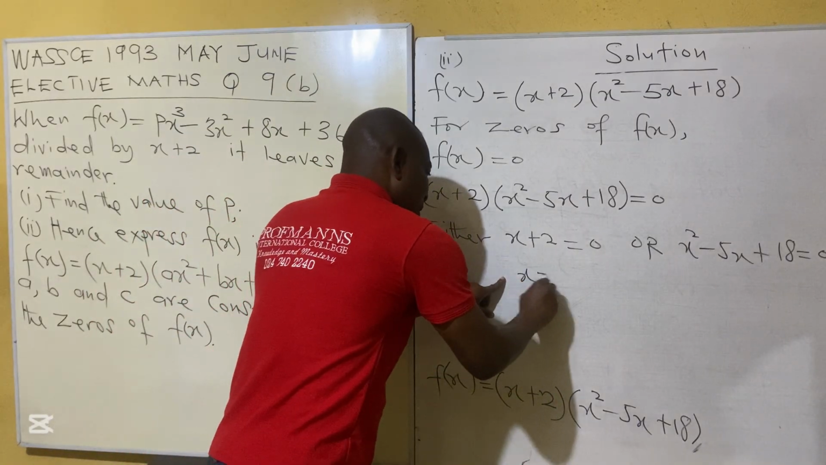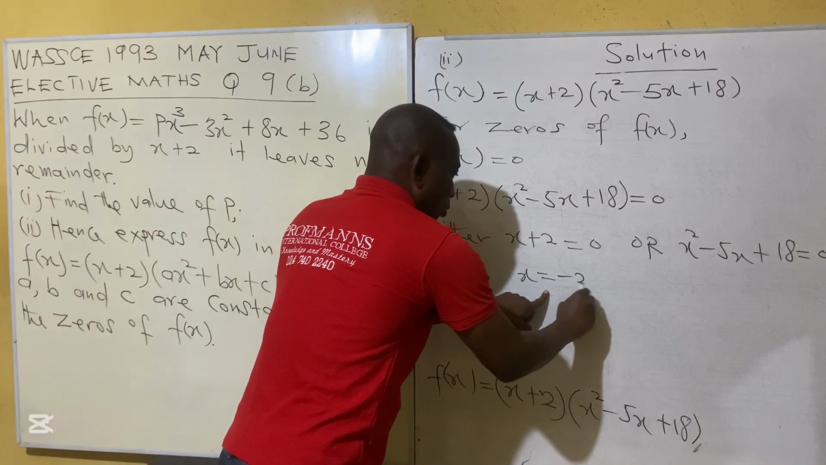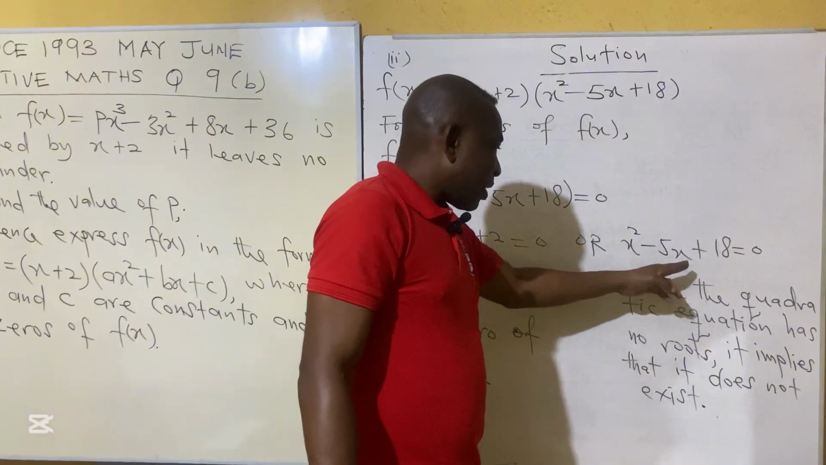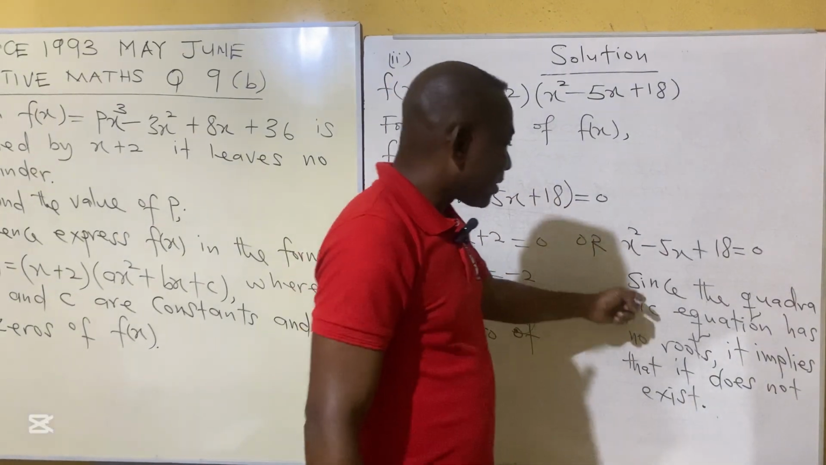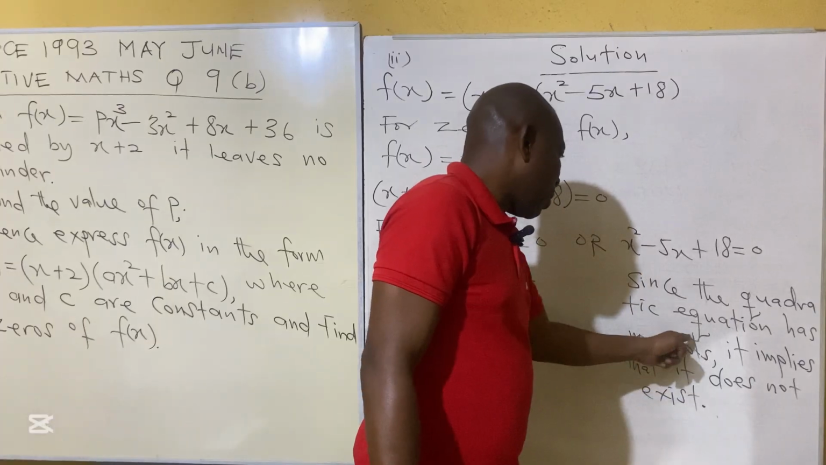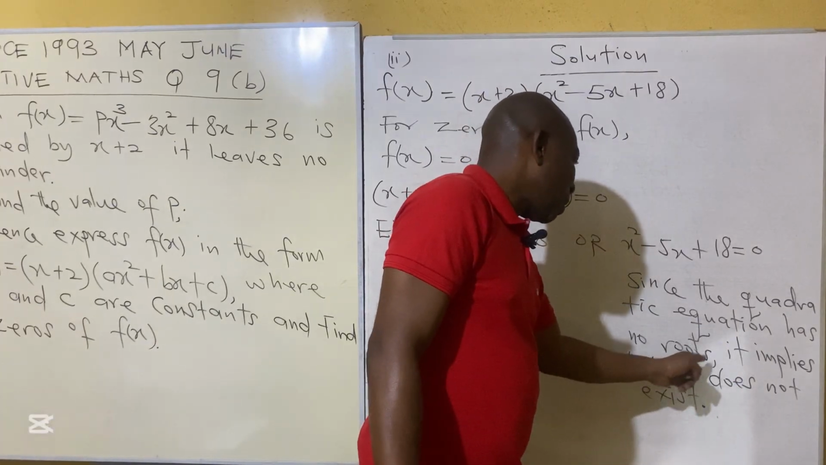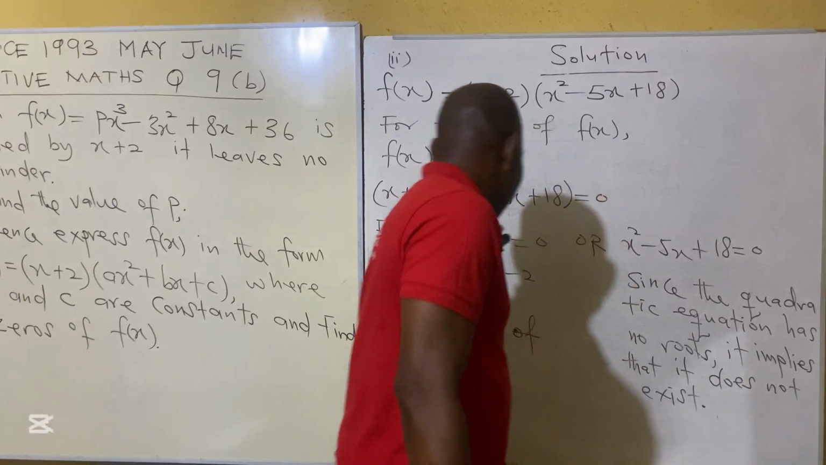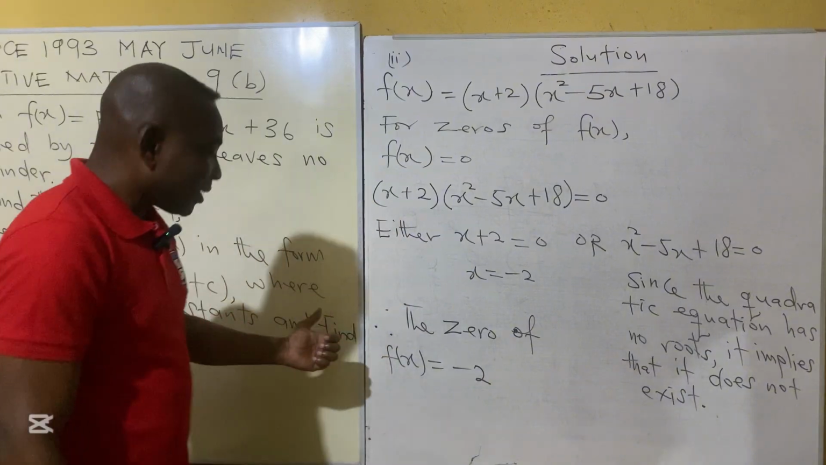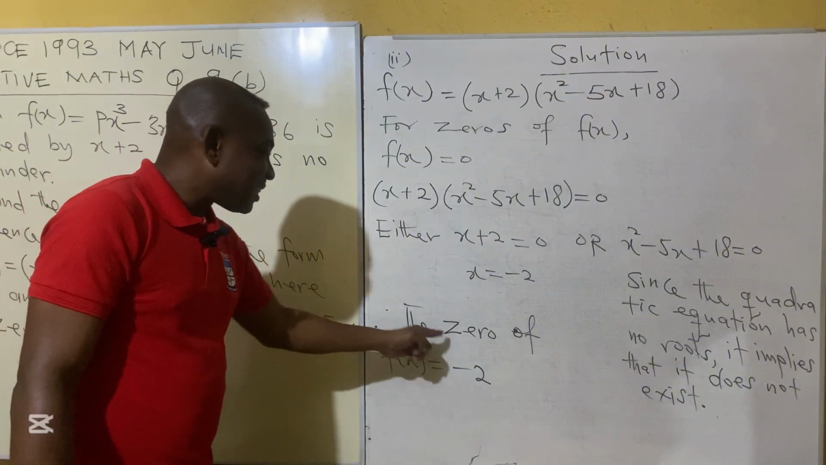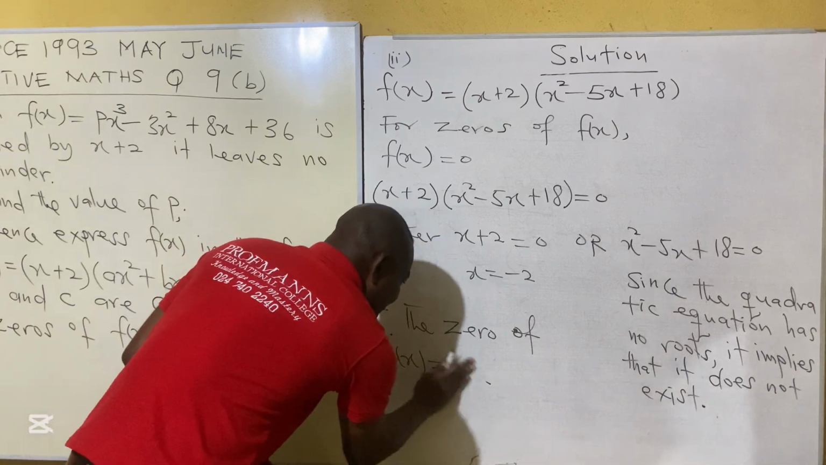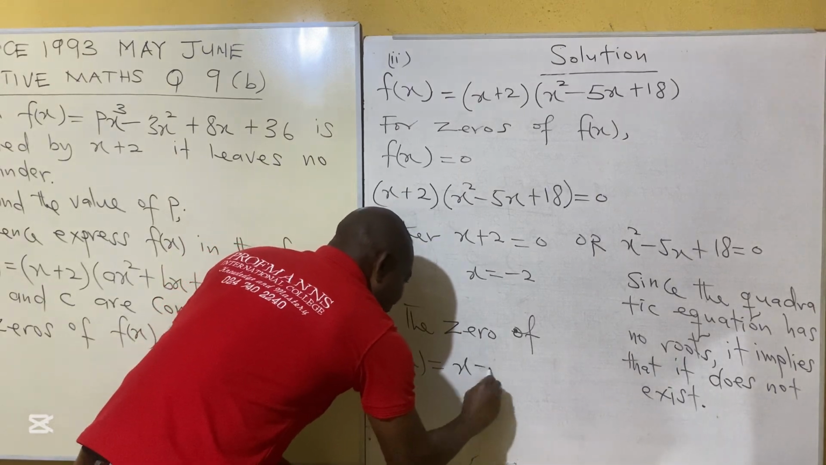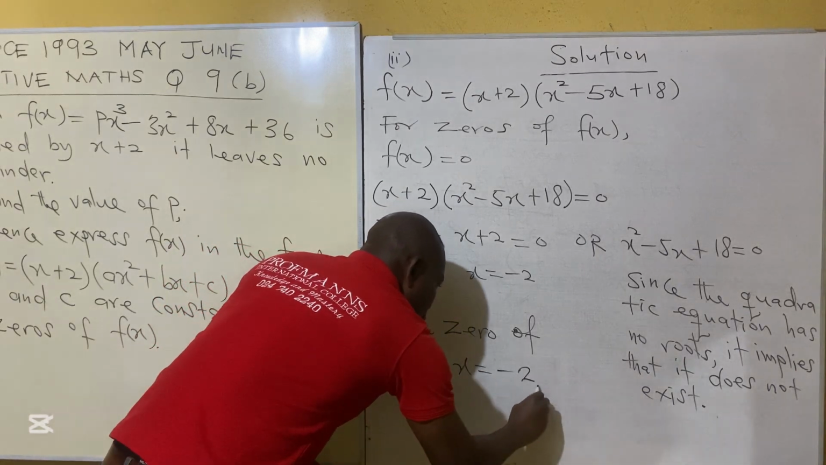Here we have x is equal to minus 2. This quadratic equation has no real roots, so it doesn't exist. Since the quadratic equation has no roots, it implies it does not exist. So here we conclude by saying that, therefore, the zero of f of x is x is equal to minus 2.